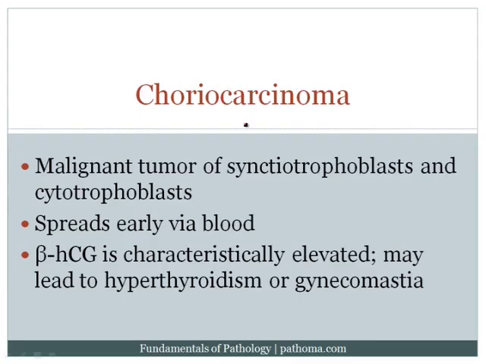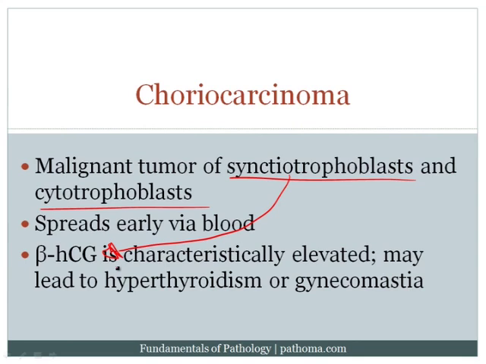Choriocarcinoma is a malignant tumor of placental-like tissue, and so it contains the cells that normally line the placental villi, and those are syncytiotrophoblasts and cytotrophoblasts. Now, remember that the syncytiotrophoblasts are going to make beta-HCG. It's high yield to know that the beta-HCG comes from the syncytiotrophoblasts. Now, when the beta-HCG is made by this tumor, that's going to result in elevation of the beta-HCG.